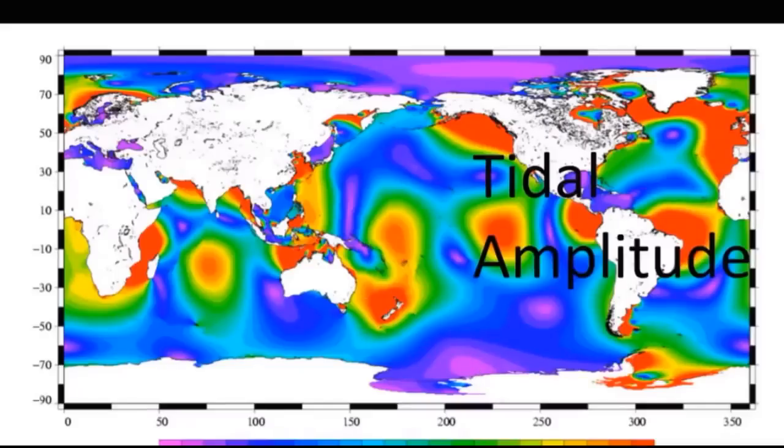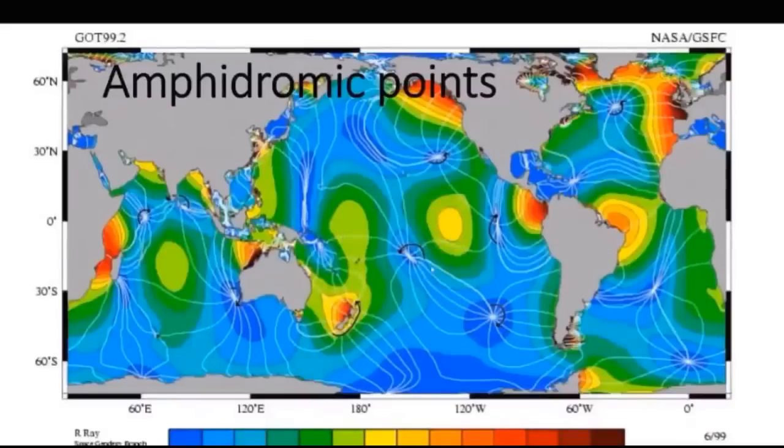Now, the places where there is no tide, these are called amphidromic points. I will call them tidal nodes because that's the more common term for them. And they're here. These are the points where there is no tide. Literally no tide at all. And there's tons of them all over this map.